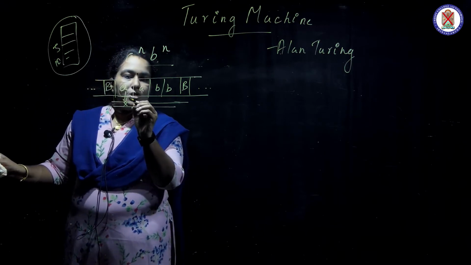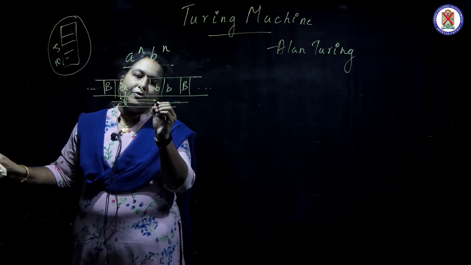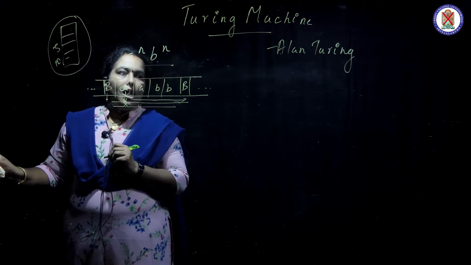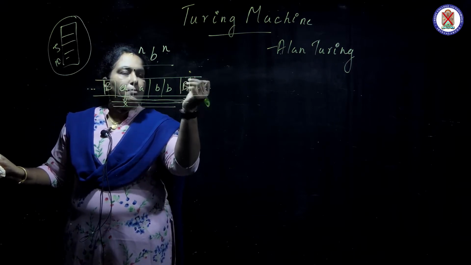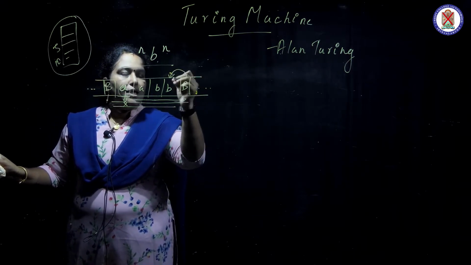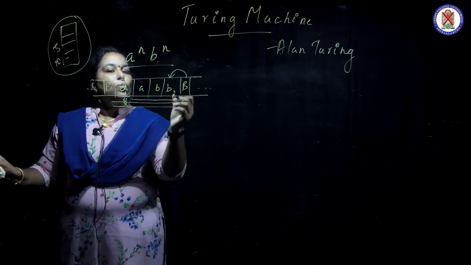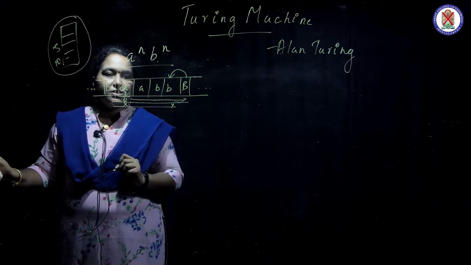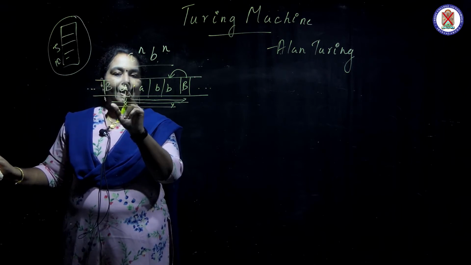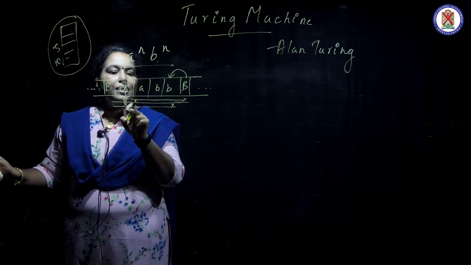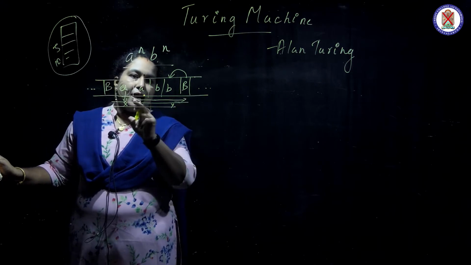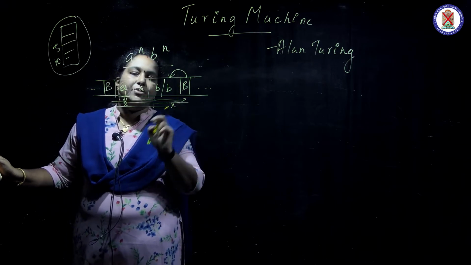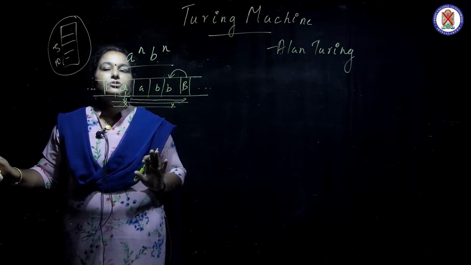Then I will move towards the right. After that, when I see blank, and after blank, when I see B, I will make this B as Y. That is the first logic you can use. That is, when I see the first A, I make it as X, and I move up to here, and when I see blank, I move backward and I make it as Y. That is the first logic you have to use.